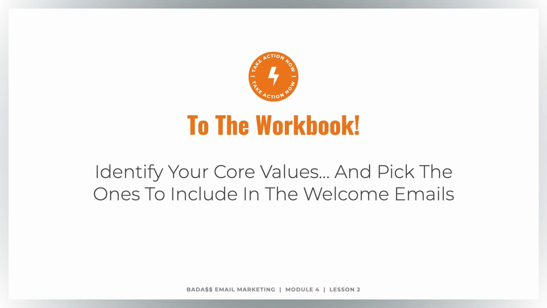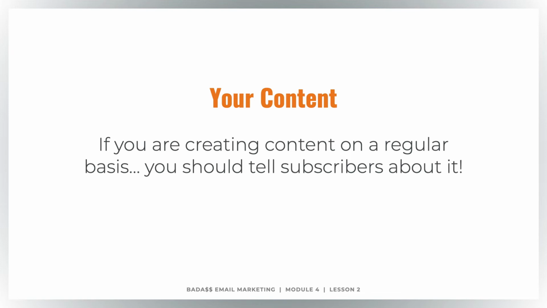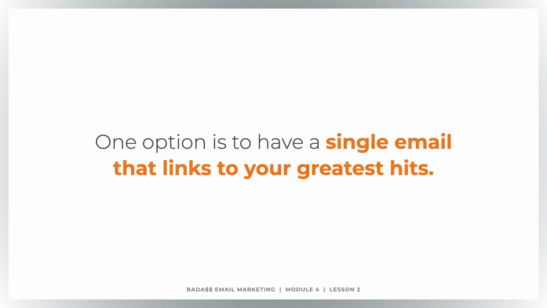Now, from there, we're going to start shifting to topics that are about how you serve and how you can help your audience. So one of those is your content. If you are creating content on a regular basis, you should tell new subscribers about it, right? They may not know that you have a podcast, a blog, a video show, whatever it is. If you're putting out that content, you should tell your new subscribers about it. So one option is to have a single email that links to your greatest hits. And in the swipe files in this module, there are 2 different ones. In the older swipe file, you'll see this is what I did. I had a single email that talked about my podcast and had links to kind of greatest hits.